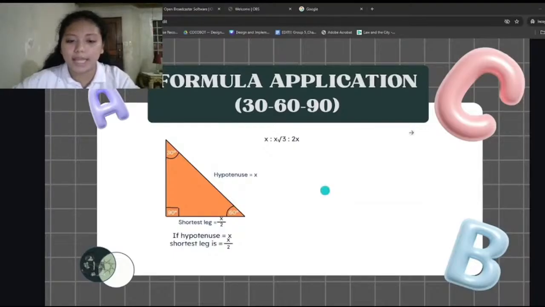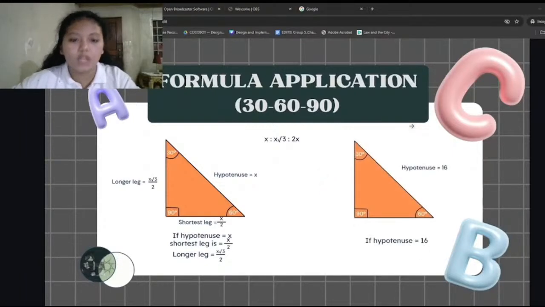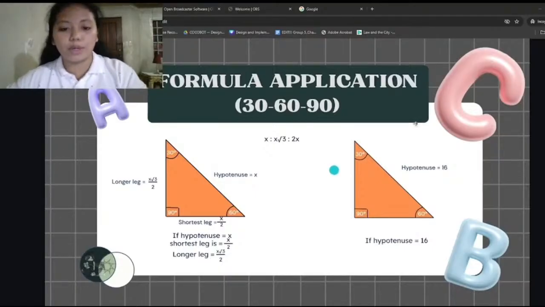Then the longer side, take that shortest side and multiply by square root 3. So it will be x square root 3 divided by 2. Let's try with a number.